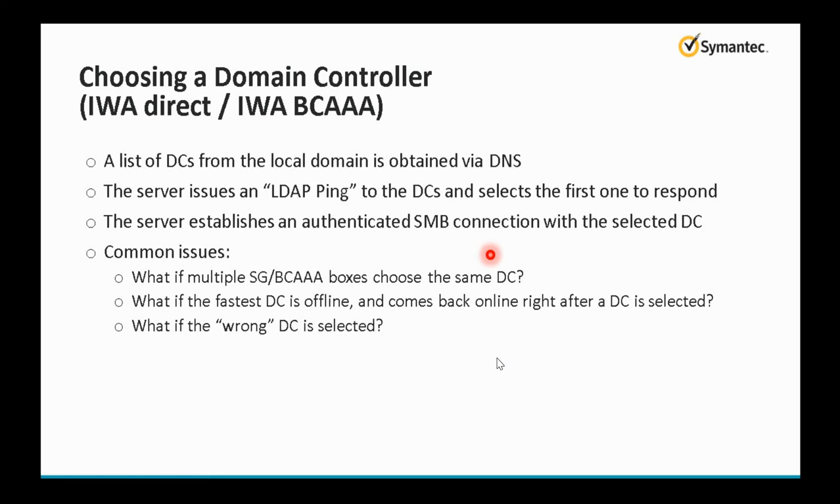The proxy will ping using an LDAP ping, on port 389 of LDAP, and the domain controller that is fastest to respond to the proxy in terms of that LDAP ping is what the proxy will select to send authentication validation. The proxy will establish an SMB connection to that domain controller. But the LDAP ping method of connecting to your domain controller is not always very effective.